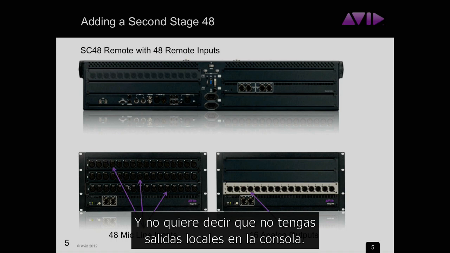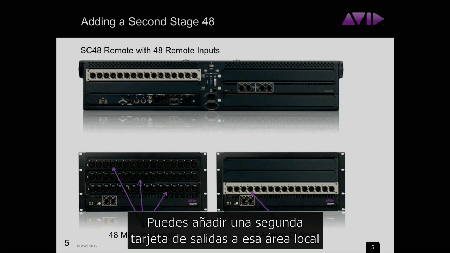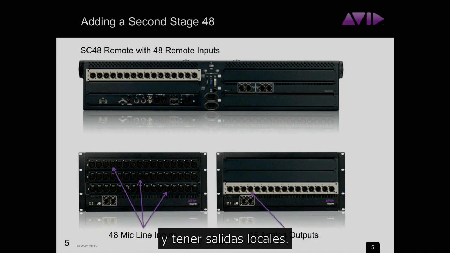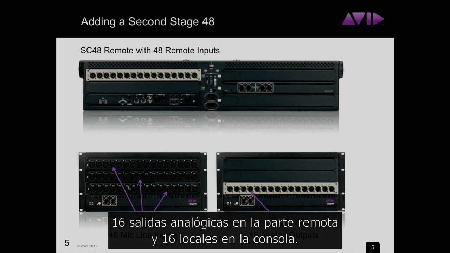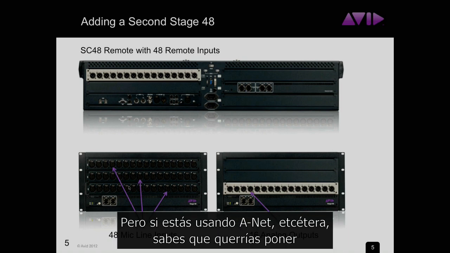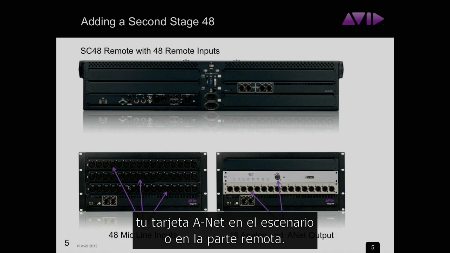Now, that's not to say that you couldn't have outputs local to the console as well. You could certainly add a second output card to that local area and have outputs locally there. So here you would have 48 mic line inputs remotely located, 16 analog outputs remotely located, and 16 local to the console. But if you're using ANET, et cetera, you might want to actually put your ANET card down at the stage level or the remote location as well.